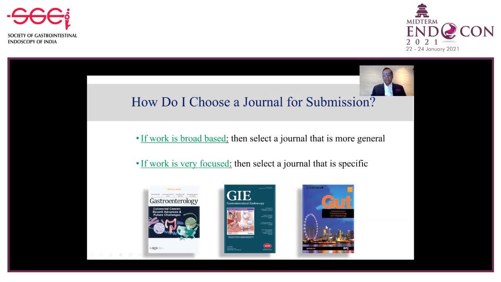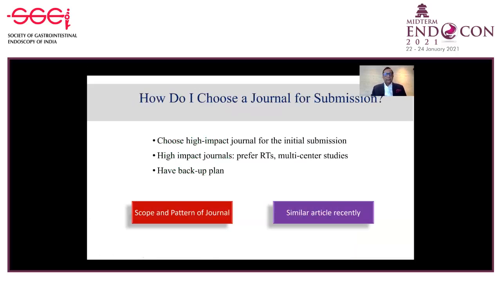So these are some of the important journals we always want to publish in, but you must know what they're focusing on. It's a good idea to be ambitious and choose a high impact journal for the initial submission. This is particularly so if your work includes randomized controlled trials, particularly multi-center studies. But you must have a backup plan.